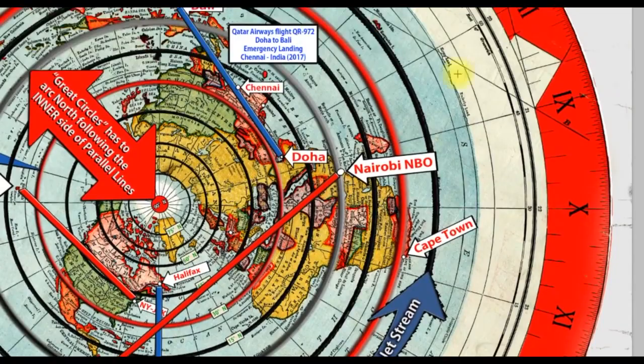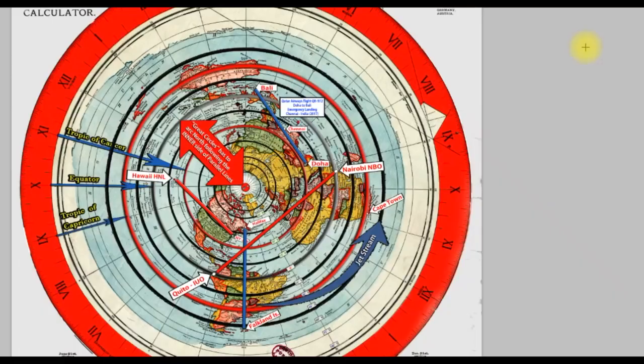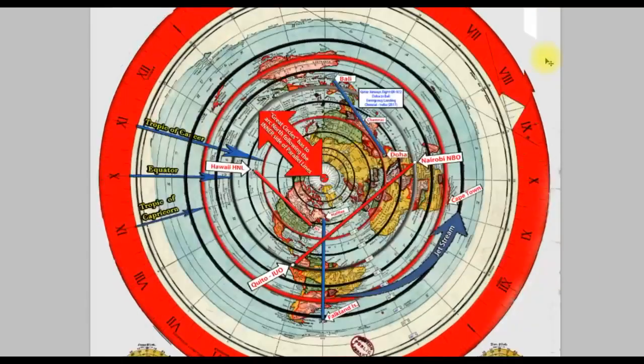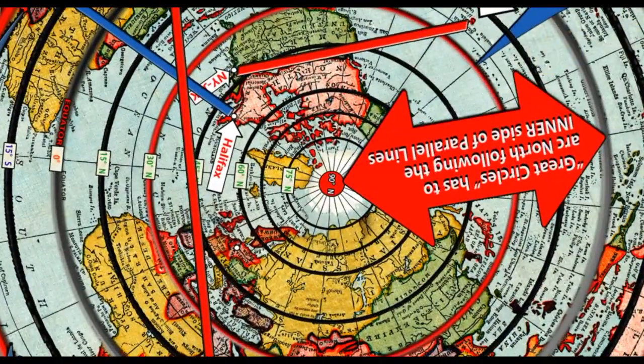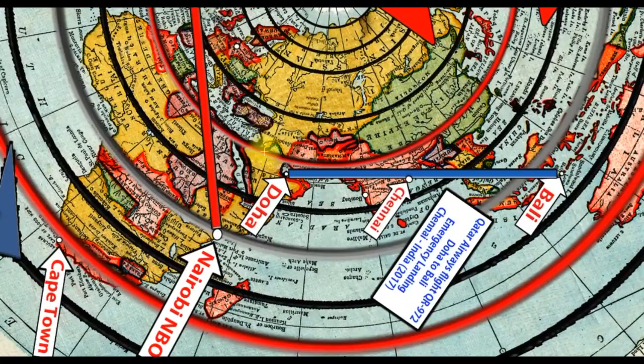And there is more. For example, let me turn this map here, flip. It's another flight I cover in my book towards the end. It was a flight from Doha to Bali. It made an emergency landing right here in Chennai, India. Qatar Airways flight QR972, Doha to Bali, emergency landing in Chennai, India in 2017. You can understand why. It always goes on the inner side of the parallel lines or the latitude lines. That's how it has to fly, always.